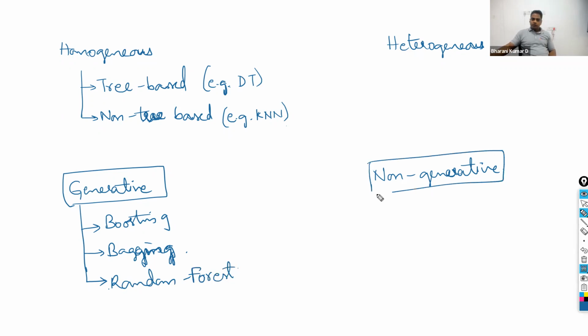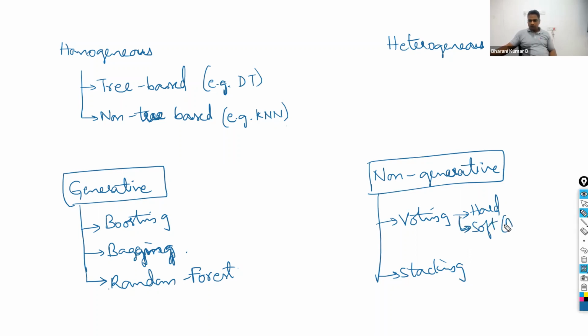In non-generative, what do we have? Voting and stacking. Within voting, we have hard voting and soft voting. Soft voting is averaging. Within averaging, you have simple averaging and weighted averaging techniques. Okay, at a high level, this is how it works.